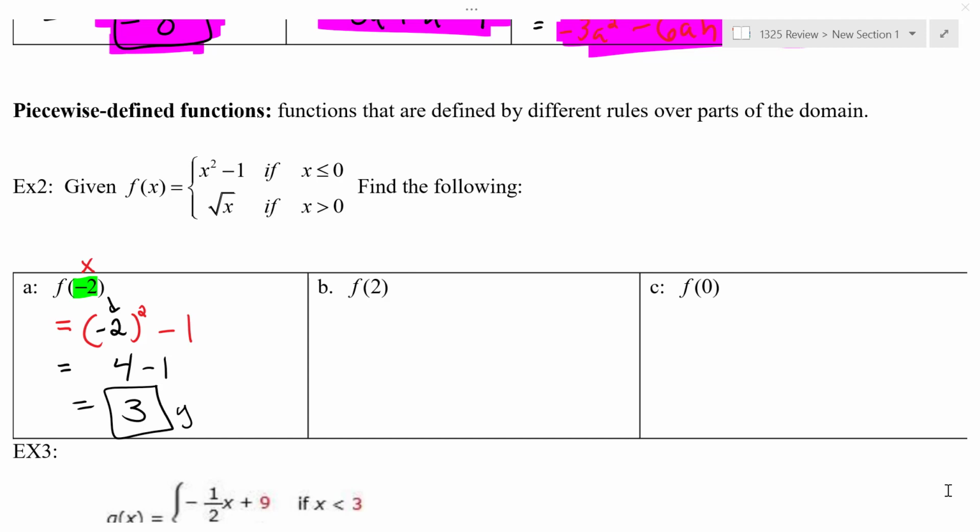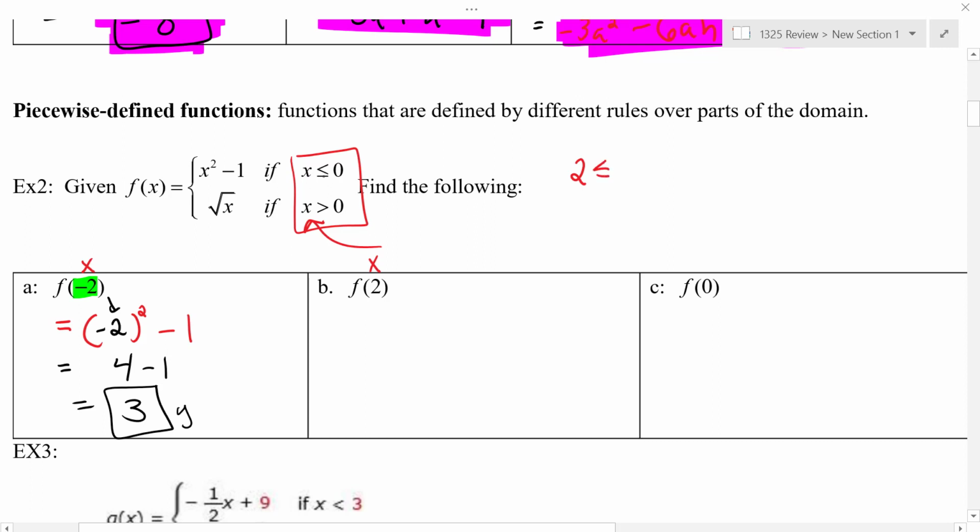For part B, we're asked to find f of positive 2. So positive 2 is the x value that I'm asked to use for this function. So I'm going to take that positive 2 and I'm going to test it in the restrictions given at the end of that piecewise function. So I'm going to replace x with 2.